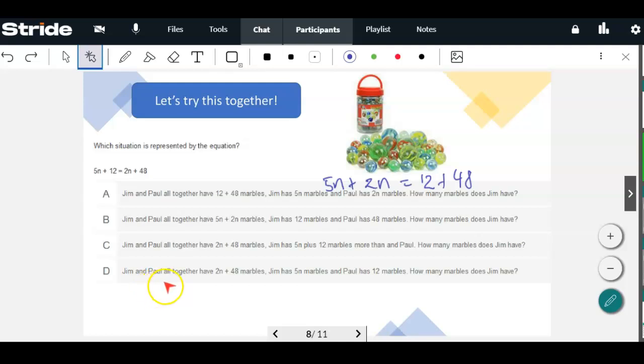So let's look at, hopefully, the last one. Jim and Paul all together have 2n plus 48. Jim has 5n marbles and Paul has 12. Yes, so see how that works? So here's what they have all together, and that's this part. Jim has 5n, so this would be Jim, and then Paul has 12. So it's D.